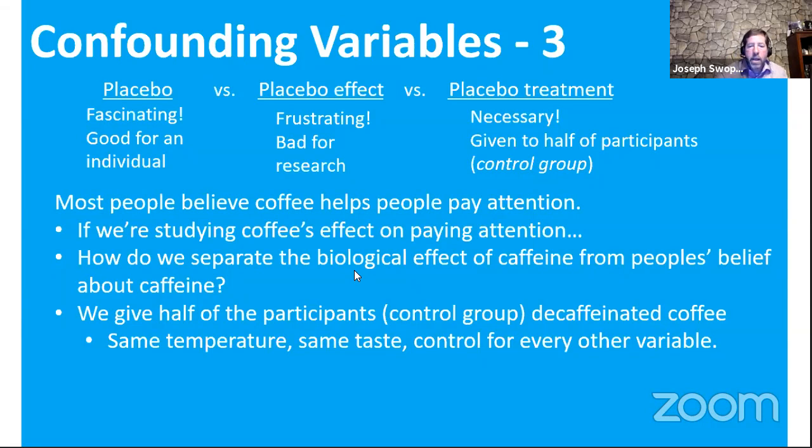So how do we, and here's the word, how do we control for that? Well, we give half of the participants, the control group, decaffeinated coffee. But we control for the decaf has the same temperature in the same cup, the same taste, the same amount of sugar, same amount of cream. It is perfectly the same as the independent variable. Our placebo is perfectly the same as our independent variable, except one thing, and that would just be the presence of caffeine.